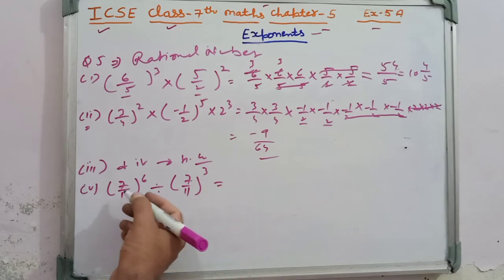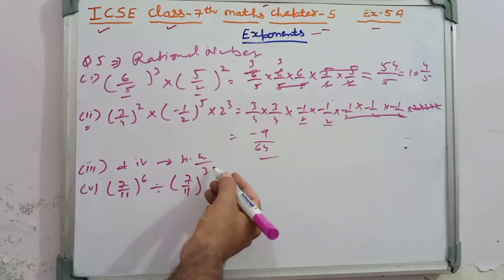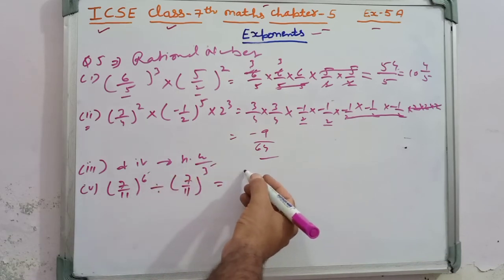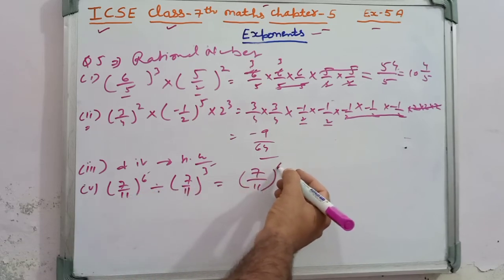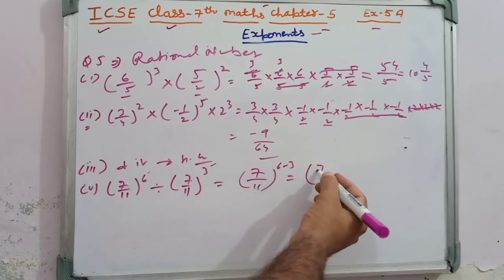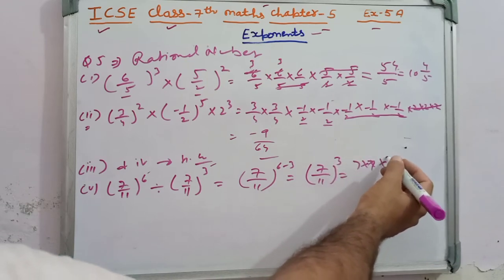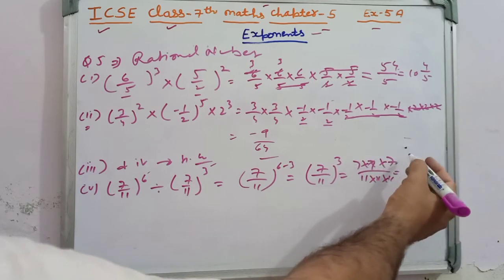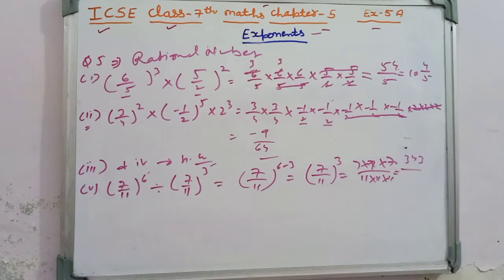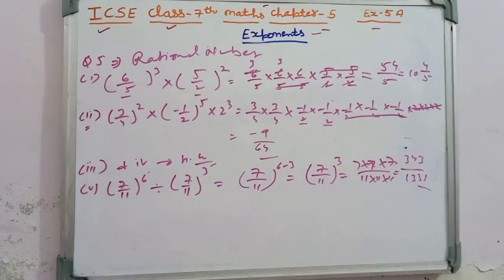Now students, here you can put our law. This is smaller, this is bigger. So our answer would be base is same, 6 minus 3, 7 upon 11 raised to power 3. So 7 multiplied 7 multiplied 7 upon 11 multiplied 11 multiplied 11. 7 7 is 49, 49 7 is 343, 11 11 is 121, 121 11 is 1331.